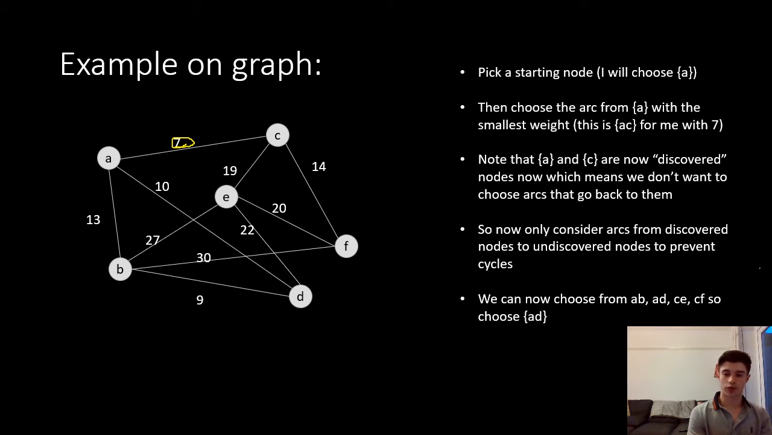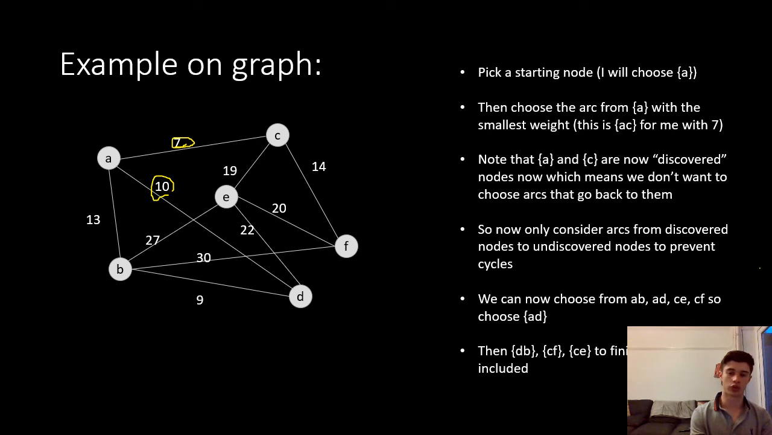My face camera thing might get in the way of the text, but essentially we can now choose from AB, AD, CE, CF, because we want to go from discovered ones, so A and C, to undiscovered ones. So we can only go from A or C, and that so happens to be to B, to D, to E, or to F. And those are the 4 arcs which we could do. The smallest one is A to D, because that is of weight 10.